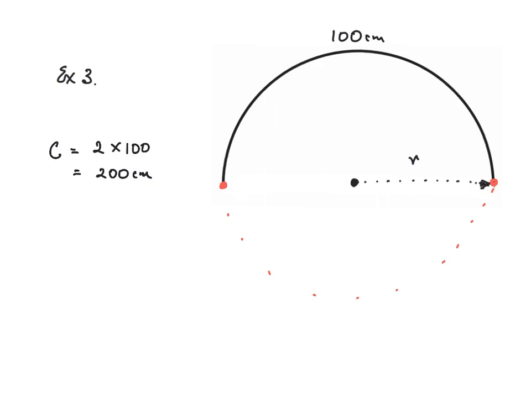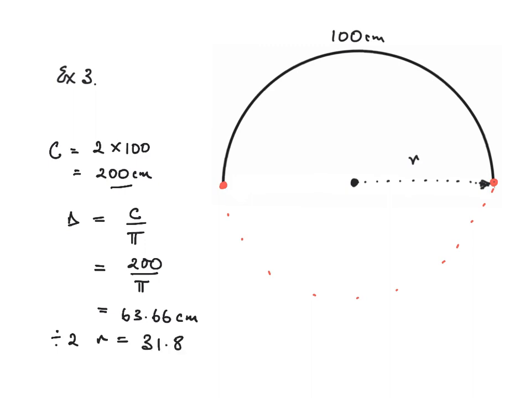So what happens then, now that we've got the circumference of the full circle, remember the formula, simple formula, diameter is found by dividing the circumference by pi. So it's 200 divided by pi, and that gives us 63.66 centimetres, and I can divide that by 2 to get the radius, and that's 31.83 centimetres.